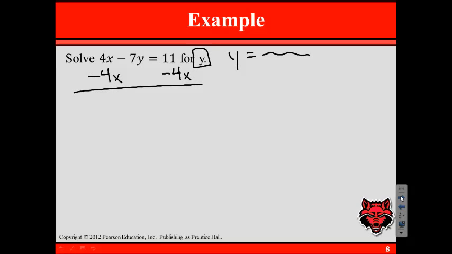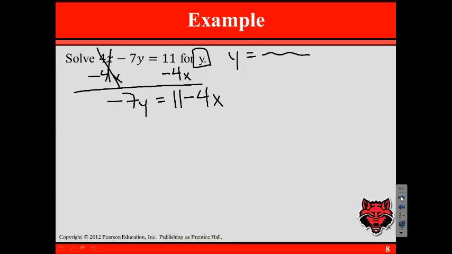Now when we do so, the opposite 4x's cancel, and we're left with negative 7y equals, on the right-hand side of the equation, we have an 11 and we have a minus 4x. We cannot combine those together. 11 and 4x are not like terms, so we write those beside one another. 11 minus 4x. So we've succeeded in moving the x's to the right-hand side.